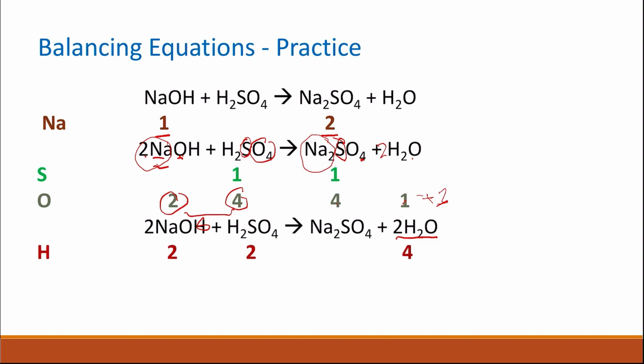Finally, the hydrogen: we have two hydrogens from two sodium hydroxide, two hydrogens from the sulfuric acid, so the total is four. On the right-hand side, four hydrogens from the two waters, so the hydrogen is now balanced. Now your equation is balanced and you managed to balance it.